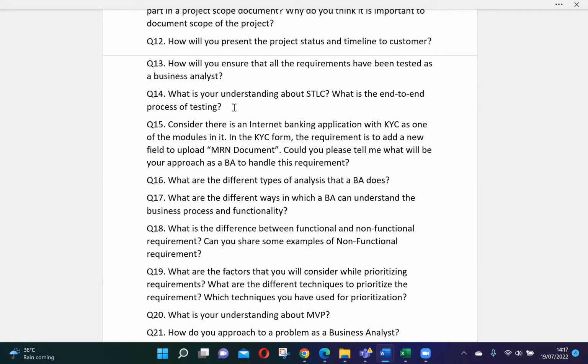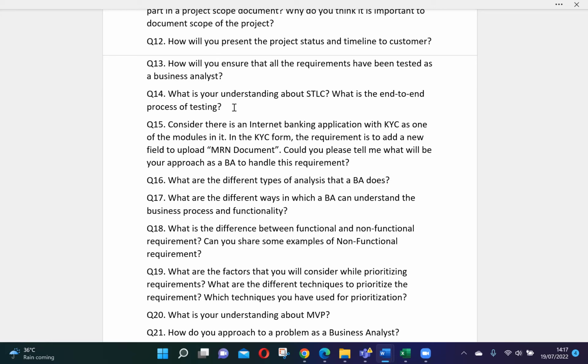As a BA, first you will try to understand from the customer why this field is needed. What is the business benefit that we will get, or what is the business rationale behind adding this field? So first, as a business analyst, you try to understand the purpose. So first, I will try to understand the purpose, the rationale behind adding this field, and how it is going to benefit the business, or why the business is adding this field.